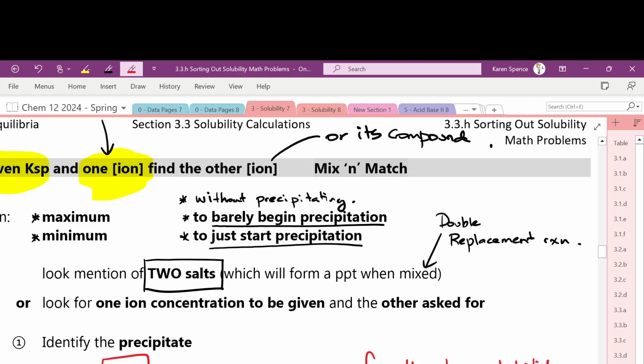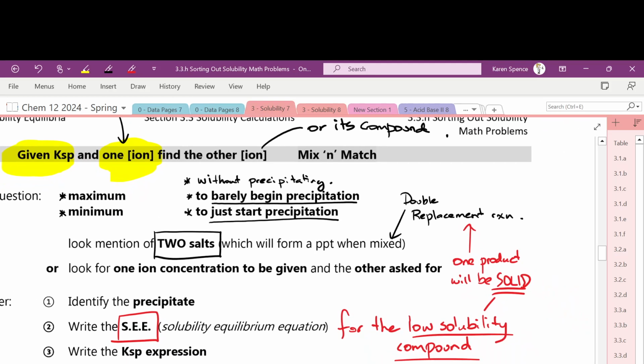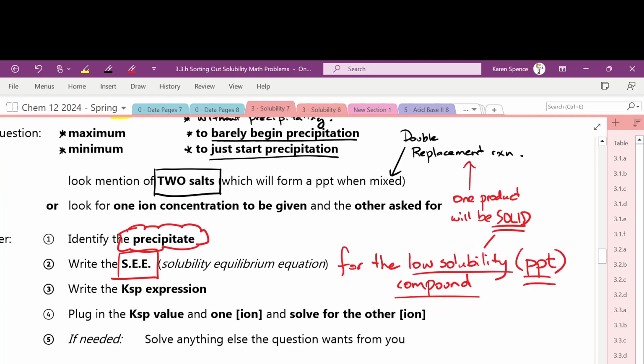Only one of the products will be a solid, and that solid is going to be the low solubility compound. So the extra step here is to identify the precipitate. This is our precipitate here. Write the KSP expression, plug in the KSP and the one ion concentration, solve for the other ion.